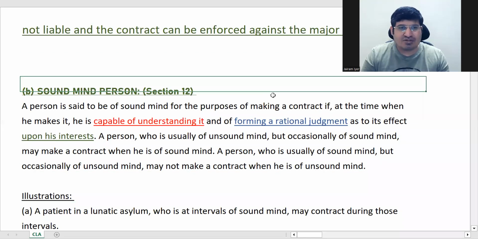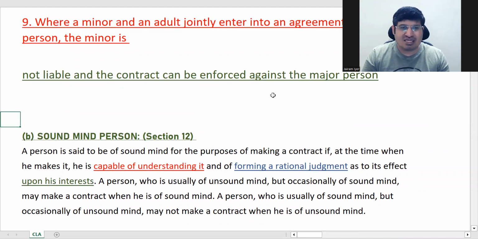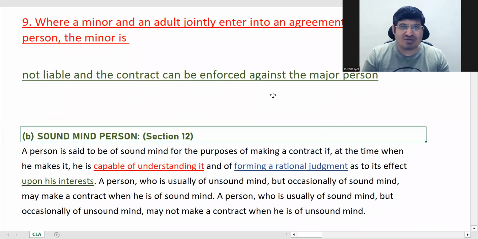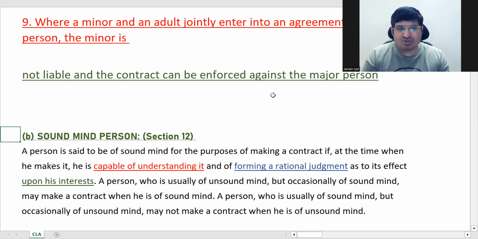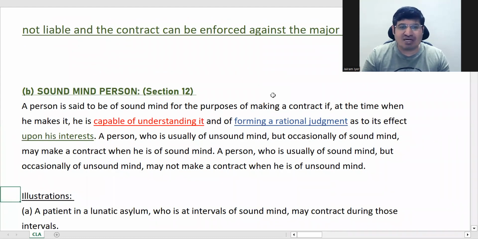Next point is a sound mind person. Who is considered a person of sound mind? Three things we saw: minor, sound mind person, and incapable of contracting. These three points we are going through. So who is a sound mind person? He is of sound mind if he is capable of understanding it.